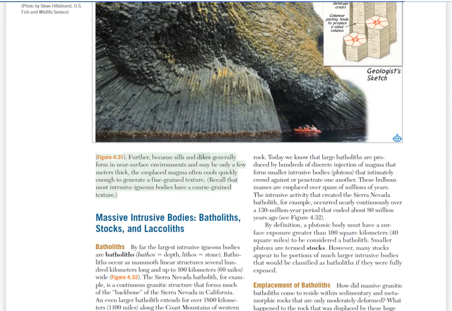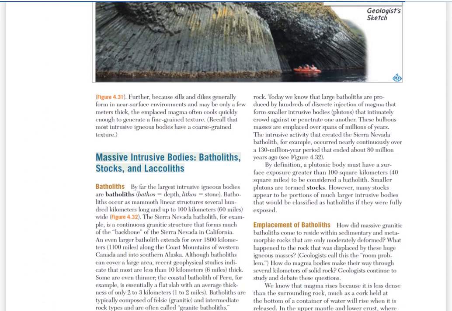Further, because sills and dikes generally form in near-surface environments and may be only a few meters thick, the emplaced magma often cools quickly enough to generate a fine-grained texture. Massive intrusive bodies: batholiths, stocks, and laccoliths.